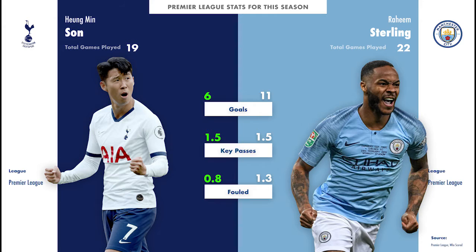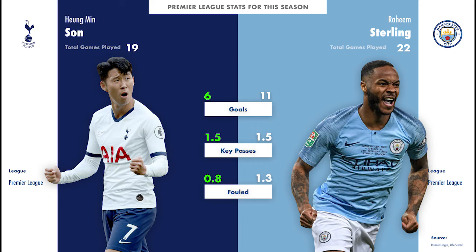Right. Sterling has scored more goals than Son, 11 to 6. We can all see that easily. What's quite surprising is key passes, even at 1.5 each. That was the same on the minutes as well. Now, the only other stat I'm going to look at is fouled. But Sterling's always diving. No, he's not. He's being fouled 1.3 times a game compared to Son's 0.8.